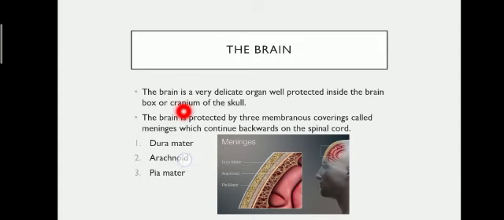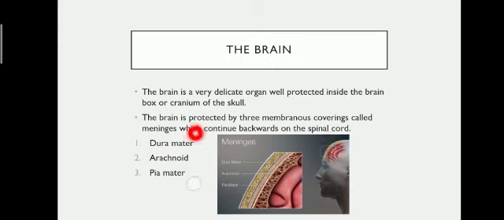Now let's study about brain. Brain is a very delicate organ, well protected inside the brain box or cranium of the skull. The portion of the skull which helps in protecting the brain is known as brain box, or we can call it cranium. The brain is protected by three membranous coverings called meninges. Meninges continue backward on the spinal cord, means it covers the whole spinal cord.